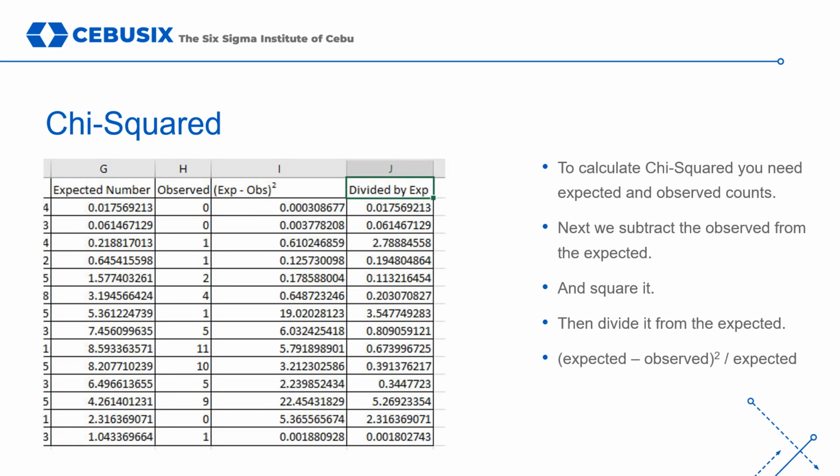Lastly, we take the last calculation and divide it by the expected bins. Sure, we could add that to the last calculation, but to show you how it is done here, we will keep them separate. In J2, enter equals I2 divided by G2. Repeat this calculation down the column.